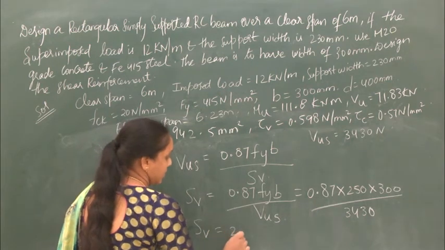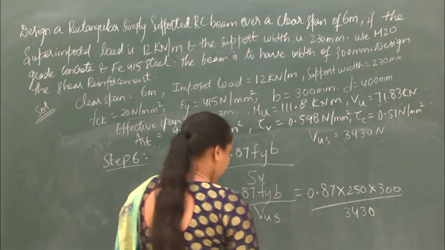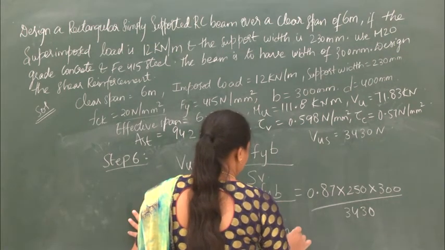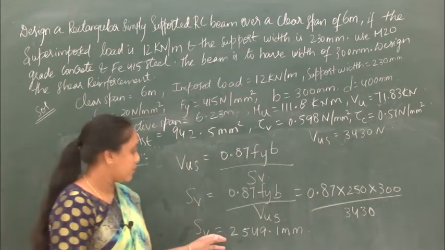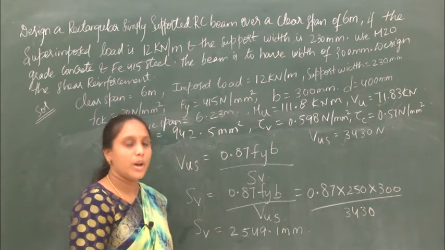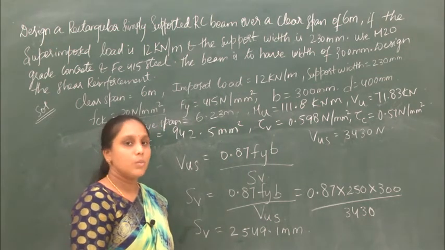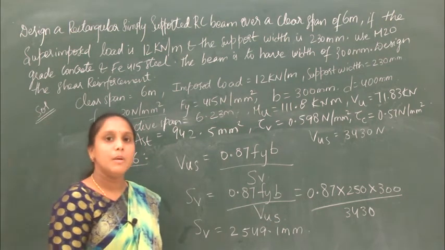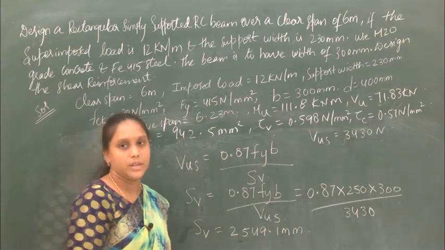From this you will get the value of Sv. The value of Sv you will get is 2549.1 mm. So the value of Sv is how much? 2549.1 mm. So next we will find out the minimum spacing from minimum shear reinforcement.